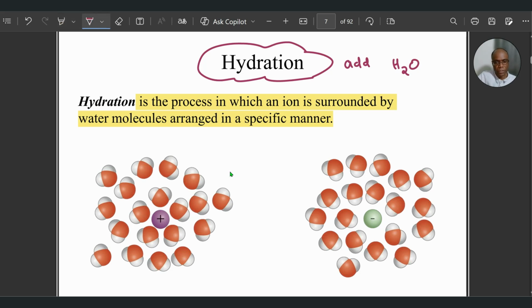Okay, so I want you to focus on the structure of H2O. We know it's bent molecular geometry. We know it's polar because of dipole moments pointing towards the oxygen. The oxygen is partially negative. The hydrogens are partially positive.